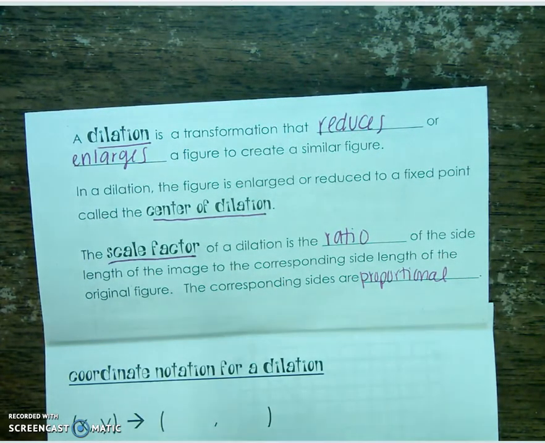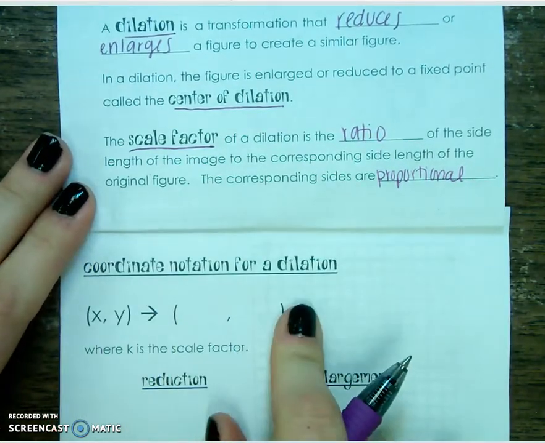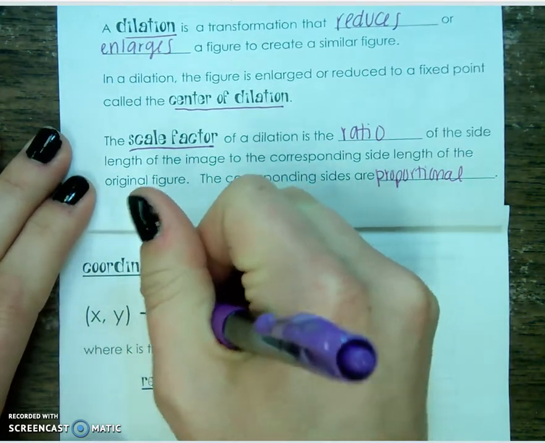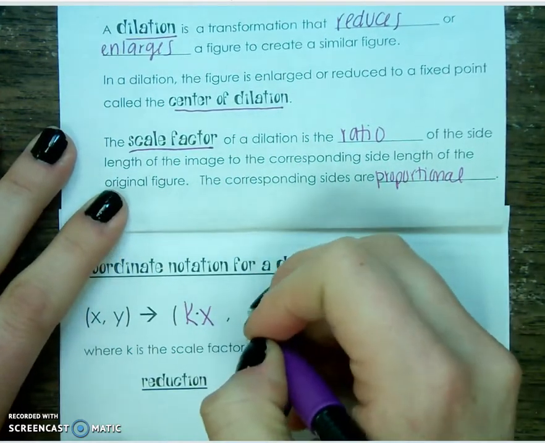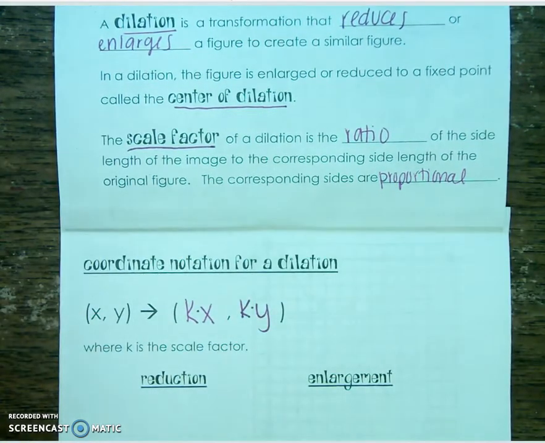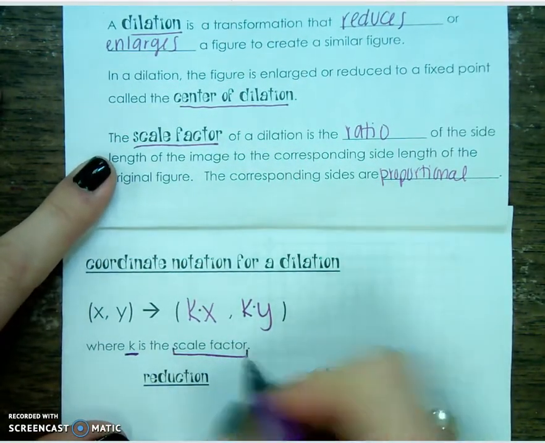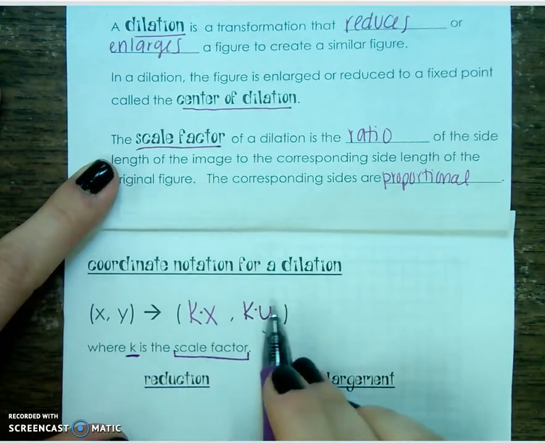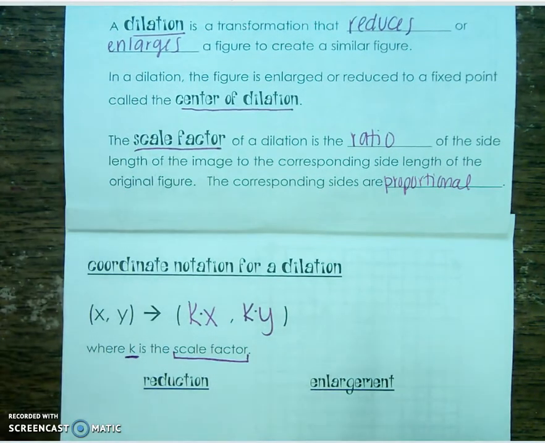All right, so for the coordinate notation for a dilation, (x, y) is our one coordinate. It's going to change to (kx, ky), or k times x and k times y. Now k is the scale factor. So if the scale factor is 5, I'm going to multiply whatever x was by 5 and whatever y was by 5. That's how I'm going to change that dilation.